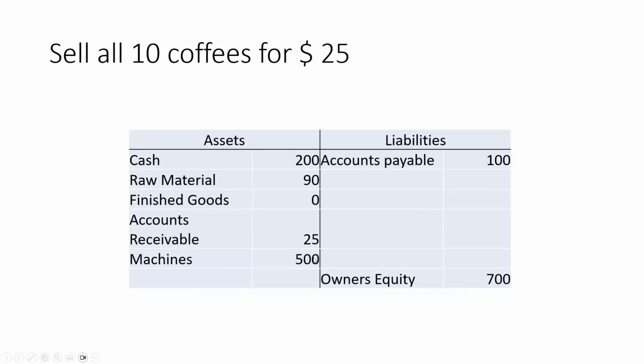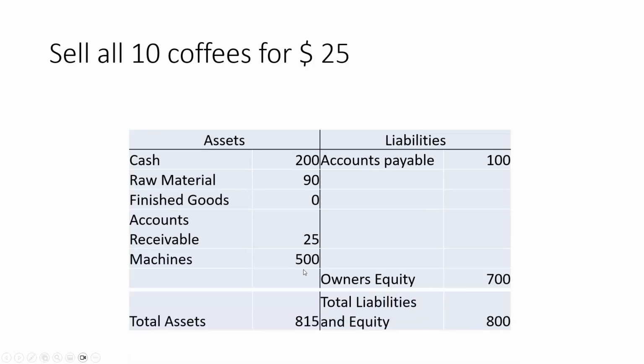And so the right hand side looks like this. We have still got accounts payable on our raw material, and we have owner's equity. So total assets is 200, plus 90 is 290, plus 25 is 315, plus 500 is 815. Whereas total liabilities and owner's equity are 800. So the balance sheet is not balanced.